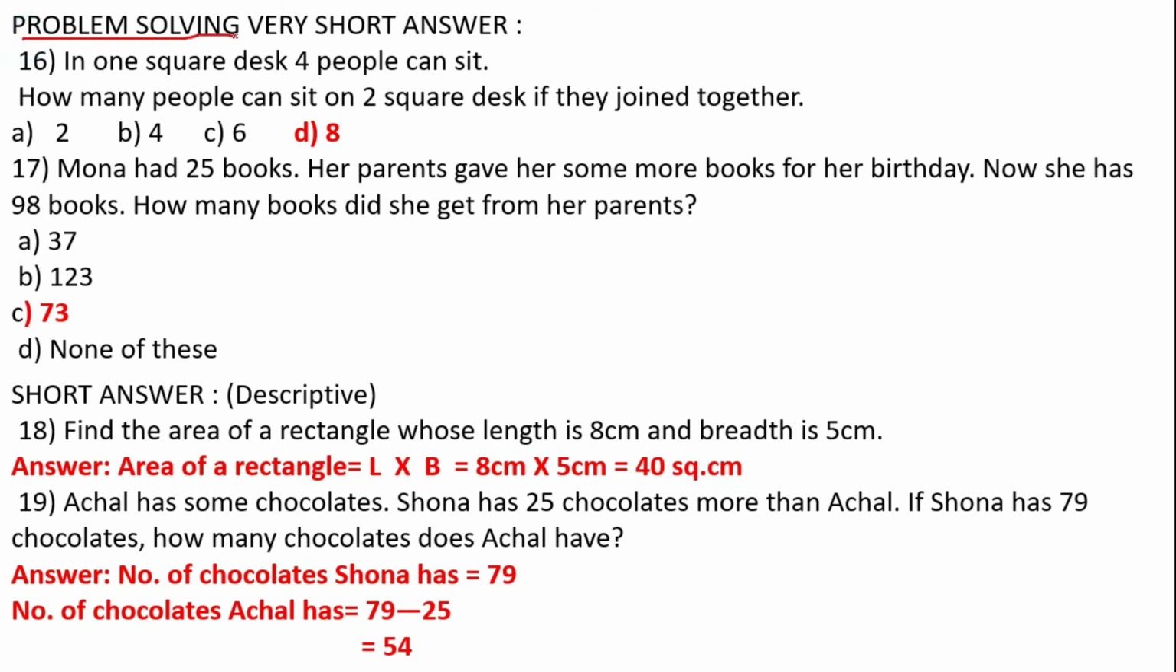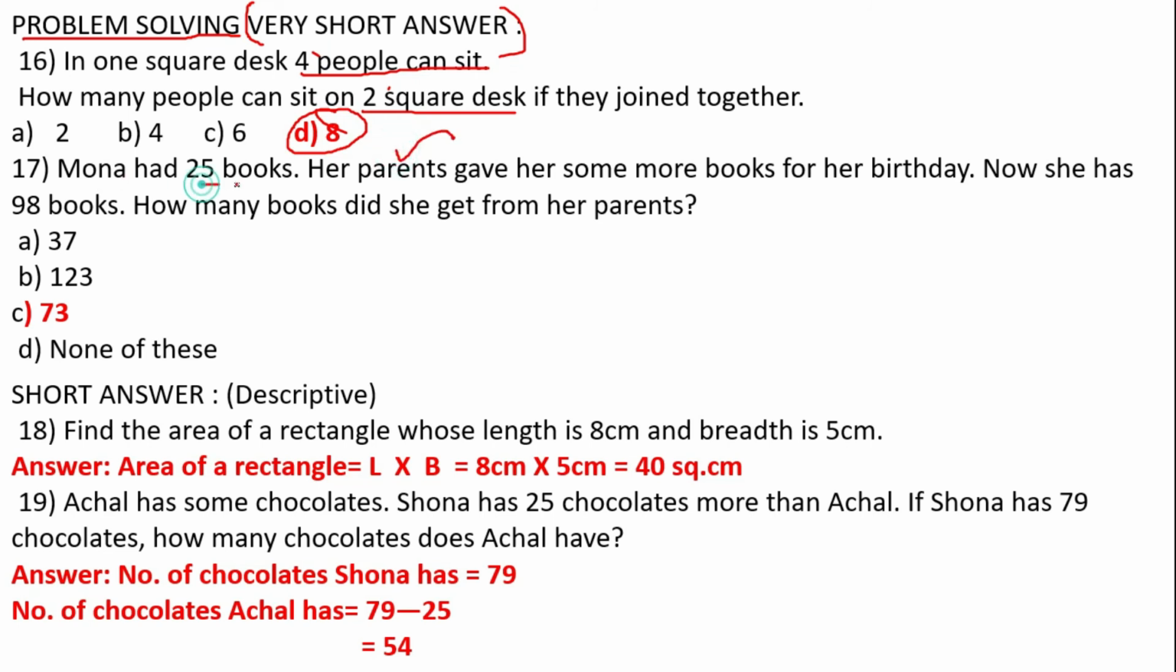Problem solving. Very short answer. In one square desk, 4 people can sit. How many people can sit in 2 square desks? So 2 4s are 8 people can sit.